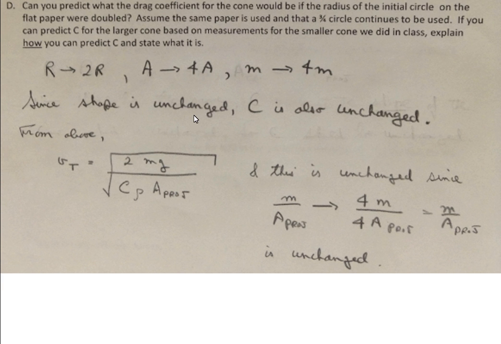That doesn't change. More interestingly, the formula for V sub t, you could solve for V sub t in the above equation and get 2 times the weight divided by C rho A projected. And since M gets scaled up by a factor of 4 and A does too, the ratio remains the same, and that tells you that the terminal velocity is unchanged. If you do a scale up of 2 on the cone.